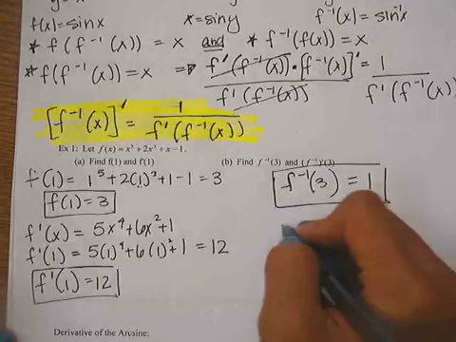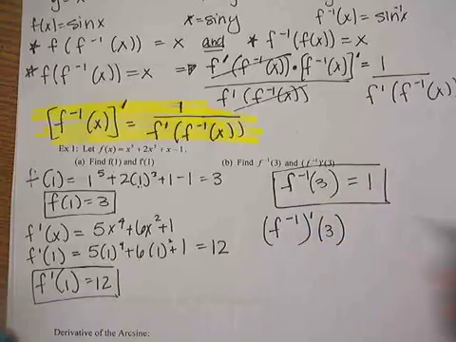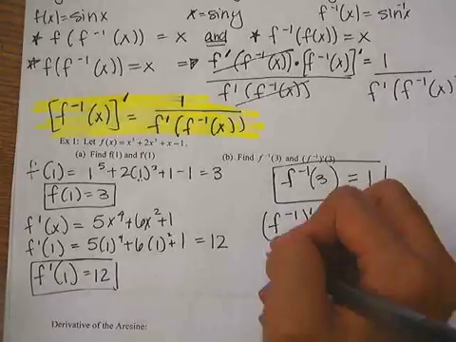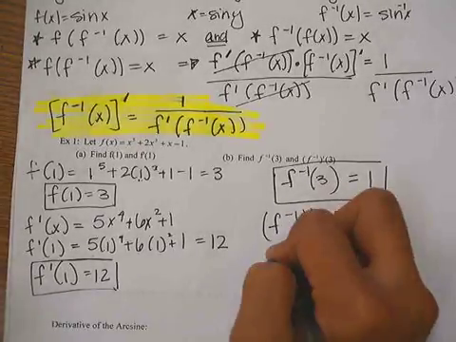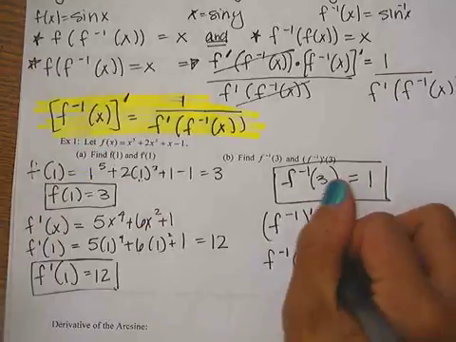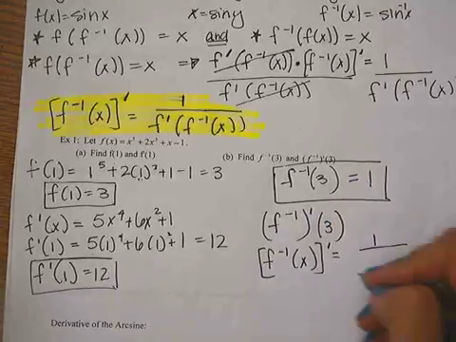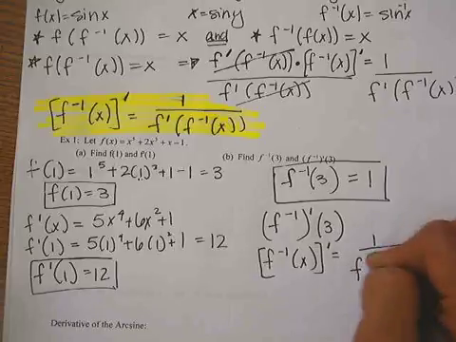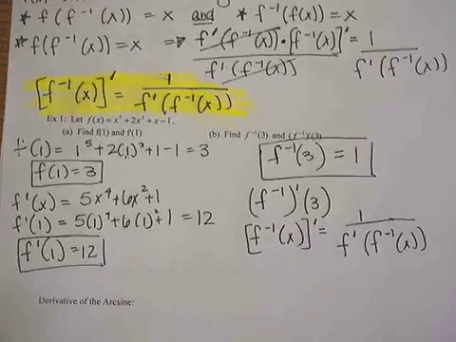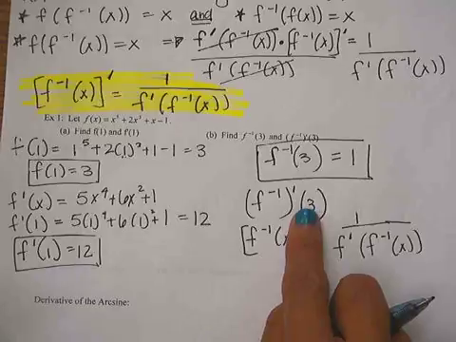Now this one, f inverse prime of 3. Okay? This one, based on your formula, so let's write the formula down first. F inverse of x. And if I were to take the derivative of it, let's write down the formula. It's really 1 over f prime of f inverse of x. Okay, this is the formula I'm going to use. Well, f inverse of x is evaluated at 3. Okay?